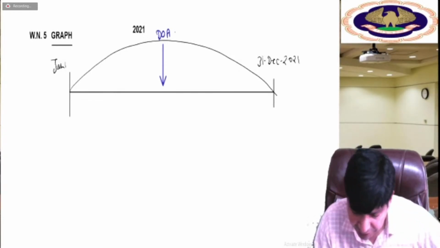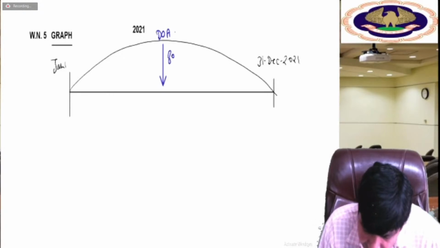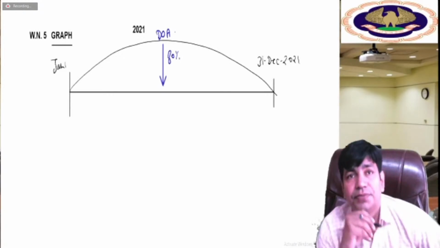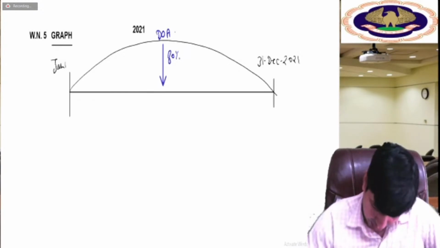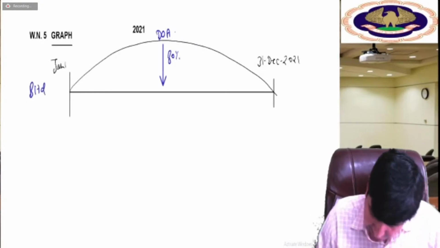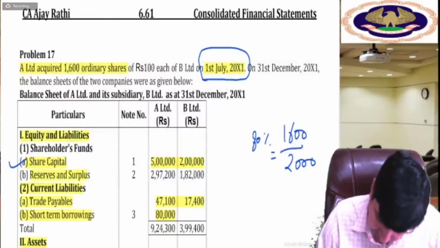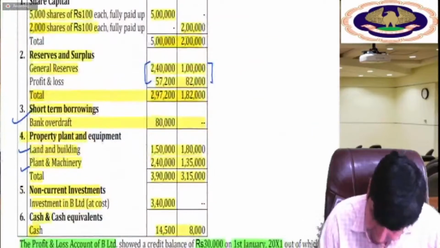How many shares have we bought? 80%. So 80% shares were acquired. Now, beta, this is the graph of B Limited. The question is also giving you the profit and loss figure. First, you consider the balance sheet, and in the balance sheet, you are finding the reserve and surplus part.